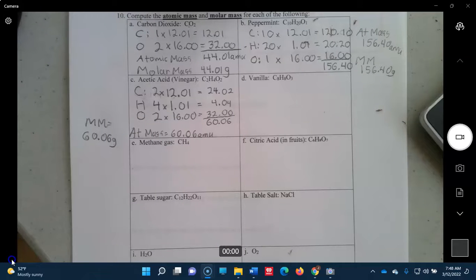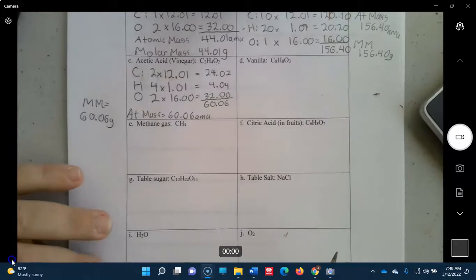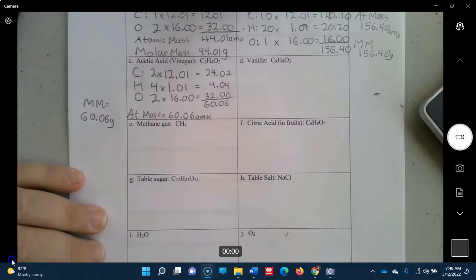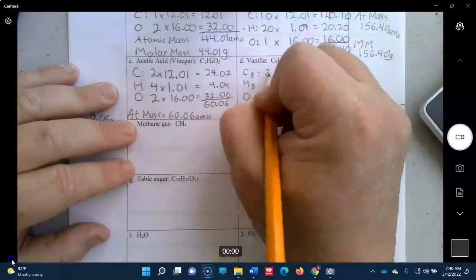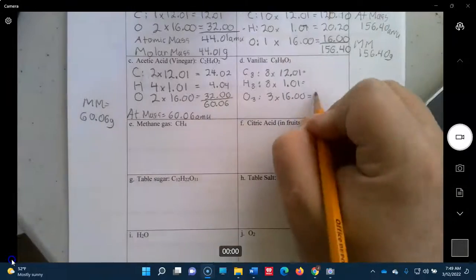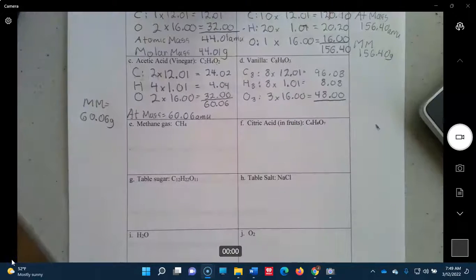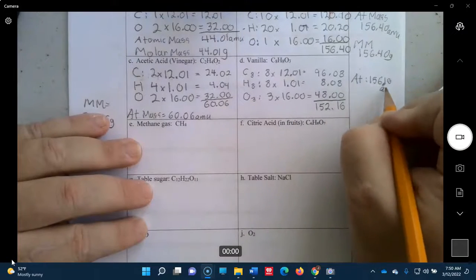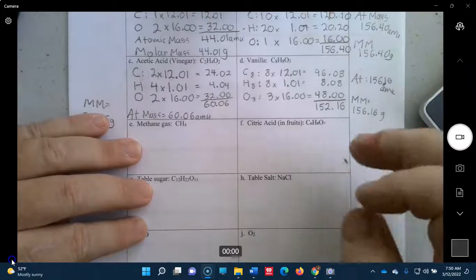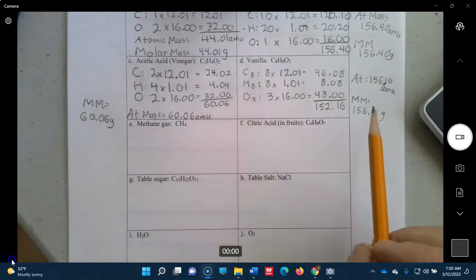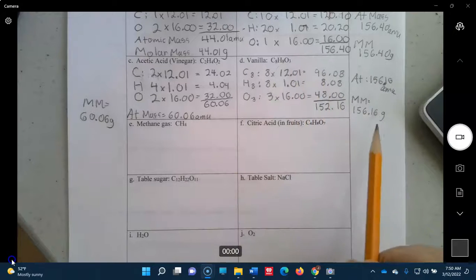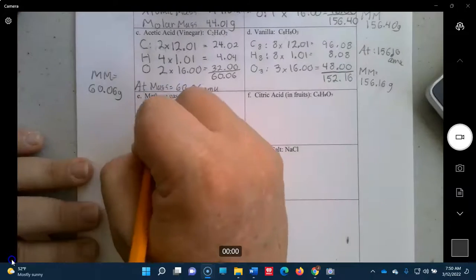Okay, I'm going to work through the rest kind of quickly here. I'll pause at the end of each one, but I'll do them silently, and you try to do them first, okay? It's not a copying exercise. Here we go. Okay, there we go. So we get 156.16 AMU if it's a single molecule. If it's 6.02 times 10 to the 23rd molecules, it's 156.16 grams. All right, let's keep going.